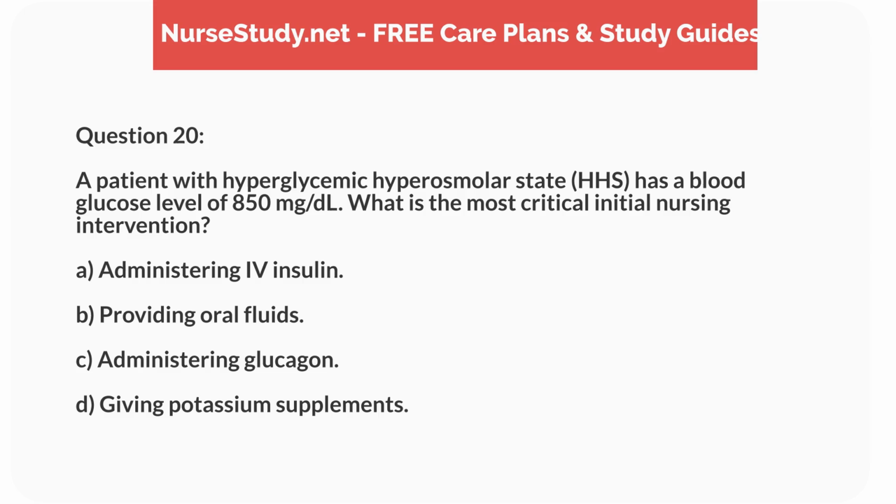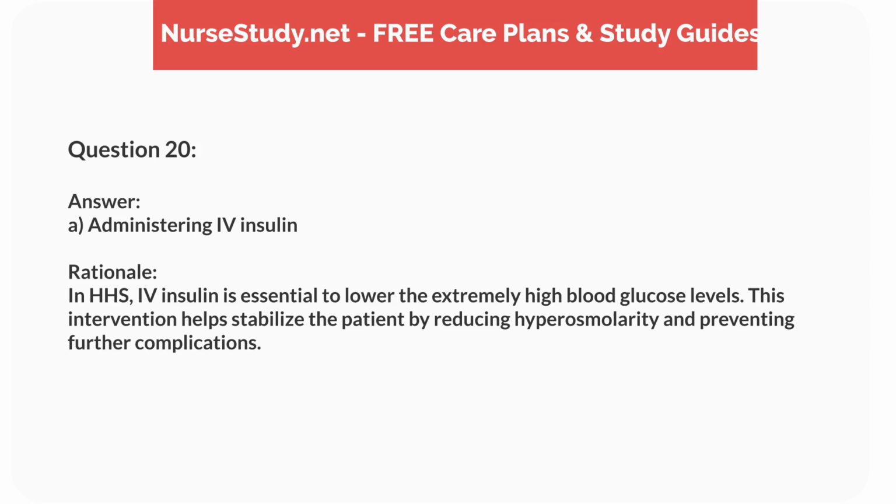What is the most critical initial nursing intervention? A. Administering IV insulin. B. Providing oral fluids. C. Administering glucagon. D. Giving potassium supplements. Answer: A.